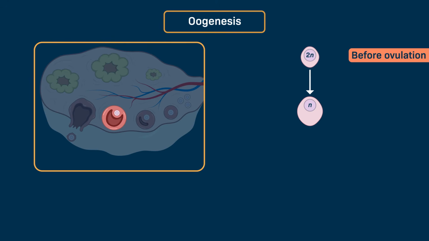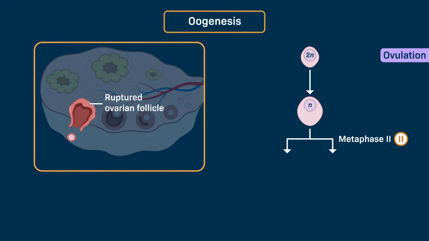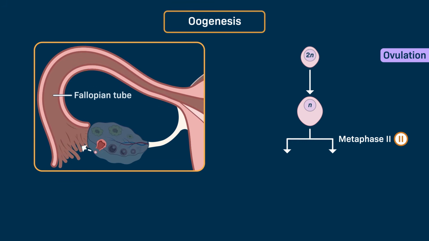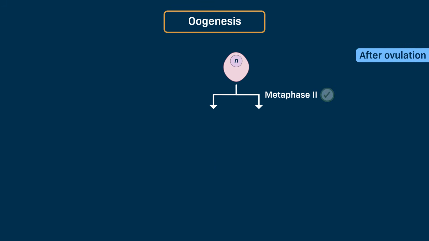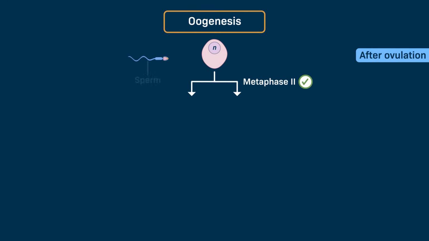The secondary oocyte begins meiosis 2, but is arrested at metaphase 2. At this point, the ovarian follicle ruptures, breaks open, during ovulation, releasing the secondary oocyte into the fallopian tubes. Meiosis 2 resumes only if a sperm enters or penetrates the secondary oocyte.